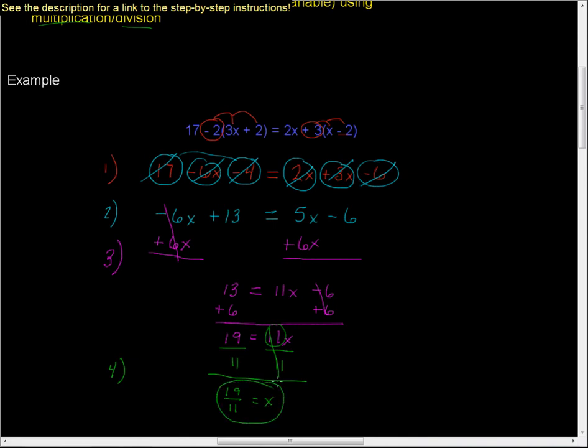This is our answer. Now, 11s don't cancel out and just disappear. No, 11 divided by 11 is 1, and 1 times anything is that anything. That's what allows us to just simply make it look like they disappear.